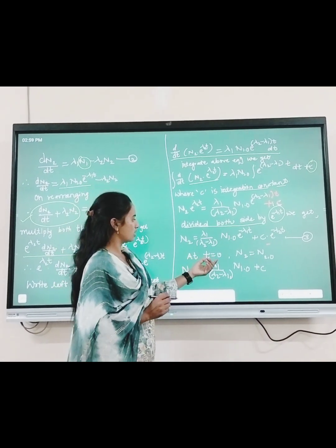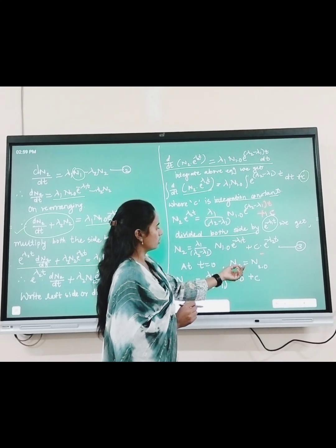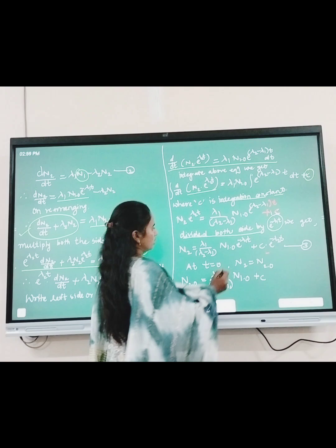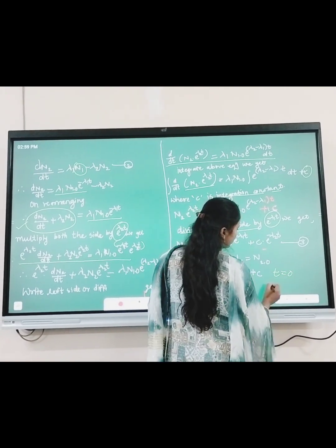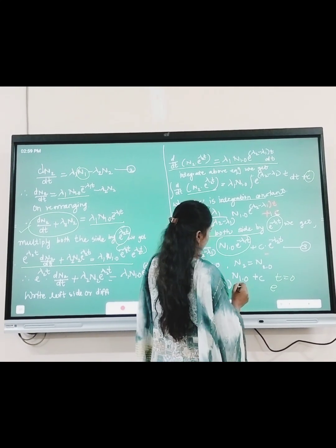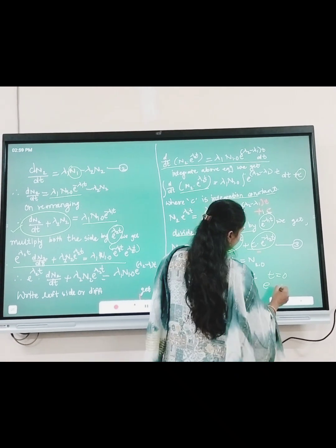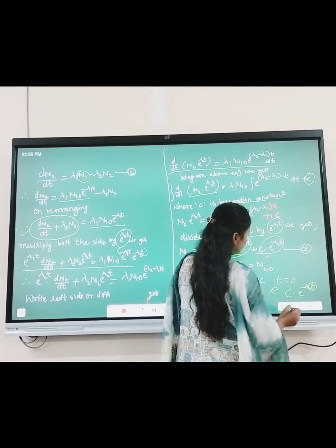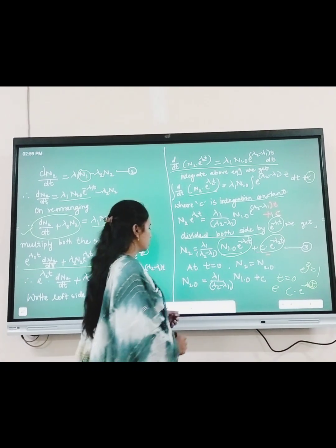At time t is equal to 0, n2 is equal to n2.0, we have the equation. If t is equal to 0, then this term, c into e raised to minus lambda 2 t, if we put 0 here, then e raised to 0 is equal to 1. So we have this equation.